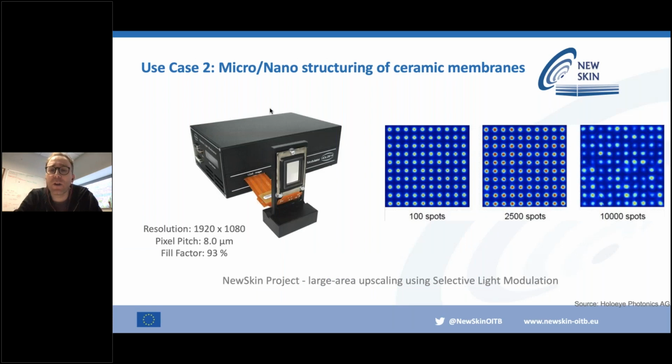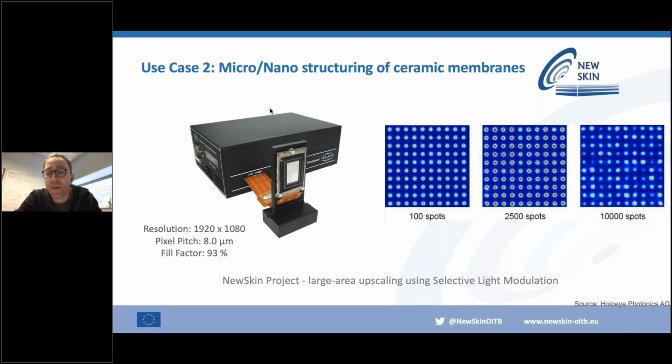And one thing we are looking at inside the NewSkin project, as Francisco was looking at in the previous discussion, is the use of refractive octagons. And we're using this for the direct application of light to the surfaces for structuring using what's called selective light modulation, where we can control through a reflective LCD panel the number of spots that we're putting down to do simultaneous drilling.